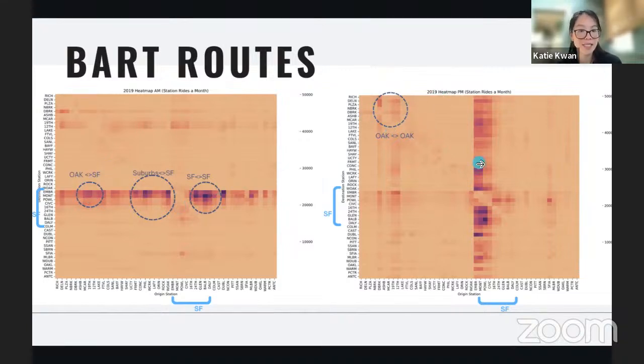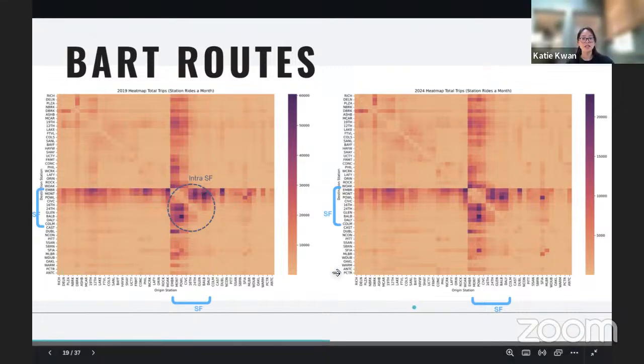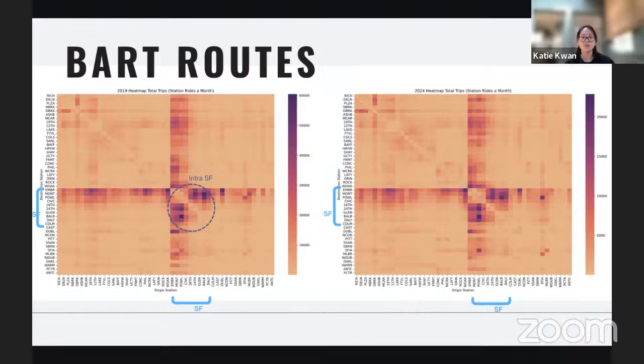And if you put them together, this is 2019 and this is 2024, you can see what they look like. So again, we've got some Oakland SF, we got some suburbs SF, we've got some intra SF. And overall, the visualizations look pretty similar.